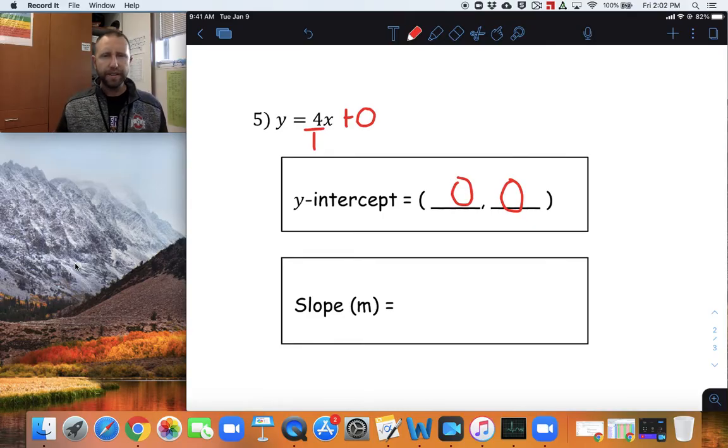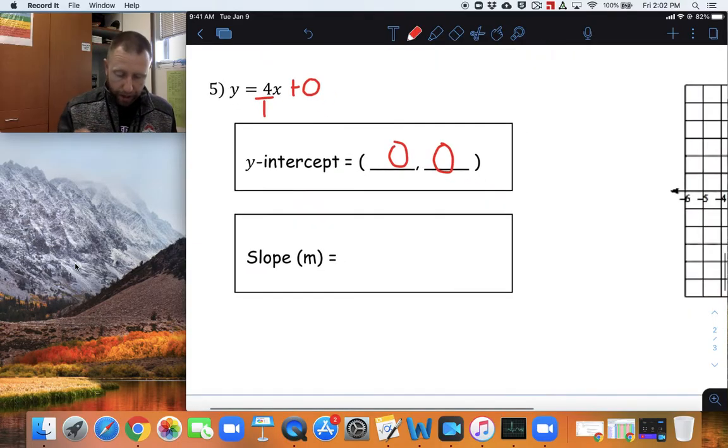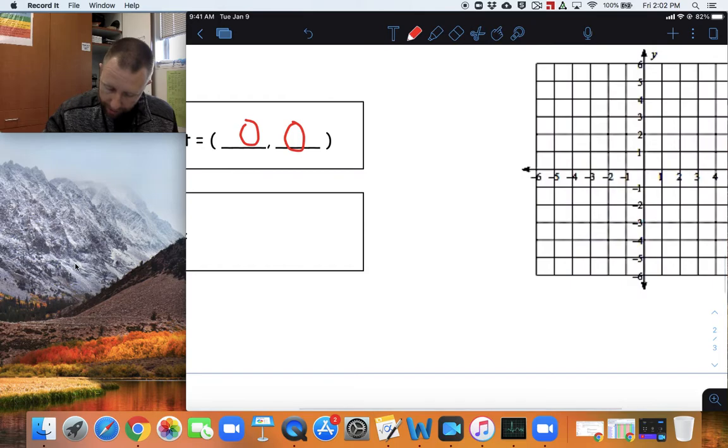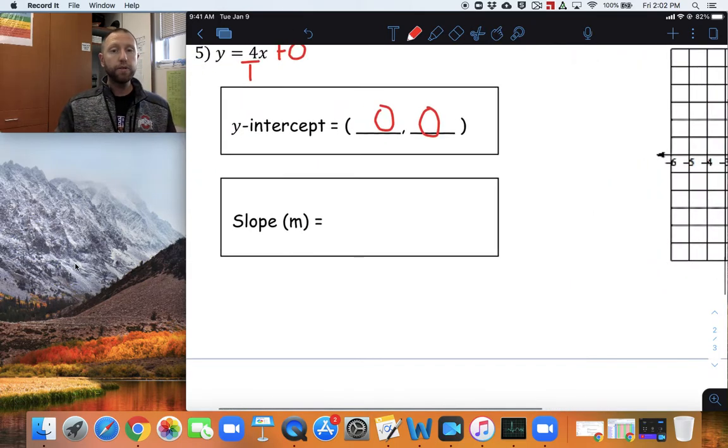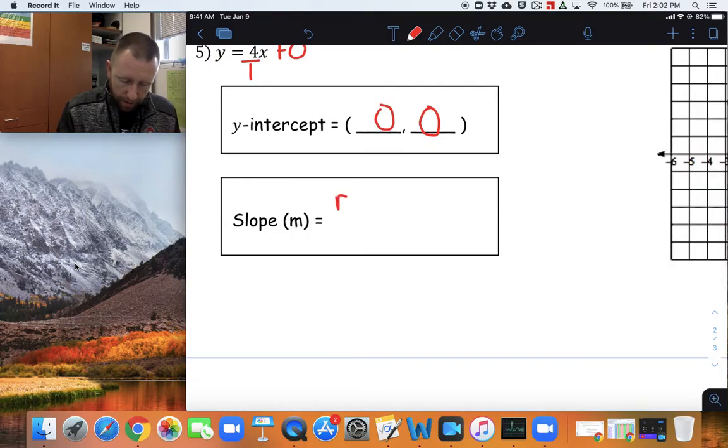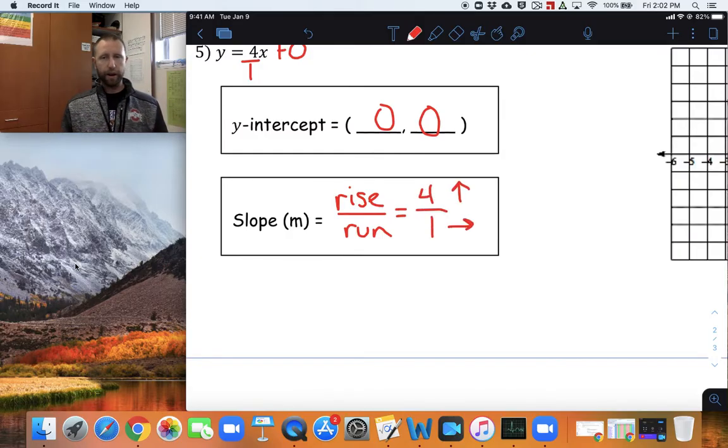Do you have to show plus 0? Does adding 0 to this equation change it at all? No. No, that's why it's not there. So, but we know it starts at 0, 0. We know it starts at the origin. I'm going to put my beginning point on my graph, and then I'm going to use my slope. Write out my slope as my rise over my run. And it's a 4 over 1, which tells me I'm going up 4 and to the right 1.